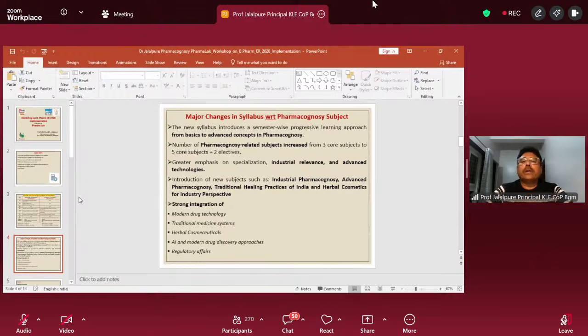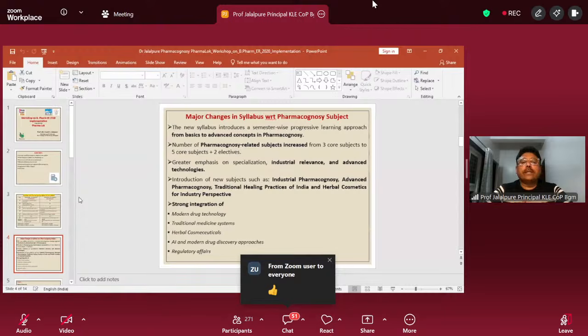And some important new subjects have been introduced in the new syllabus, like industrial pharmacognosy, advanced pharmacognosy, traditional healing practices of India, and herbal cosmetics for industry perspectives. Our teachers might have taught these subjects to postgraduate students, but now they introduce early research among undergraduate students. So some core and important subjects have been included in the syllabus.